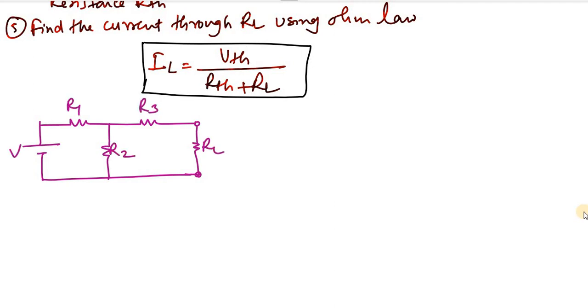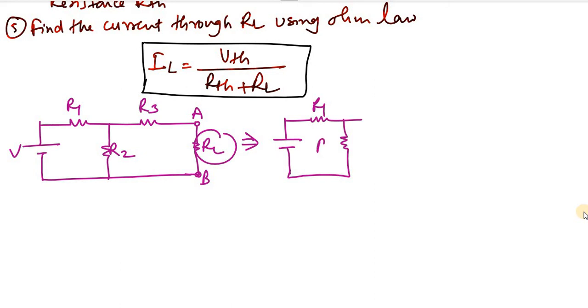So if a circuit is given like this with a voltage source, we have to find the current through RL. We have to first remove this RL. At points A and B we have to find VTH. So this is the voltage source, this is R1, R2, V, this is R3, and at points A and B we have to find VTH after removing the RL.